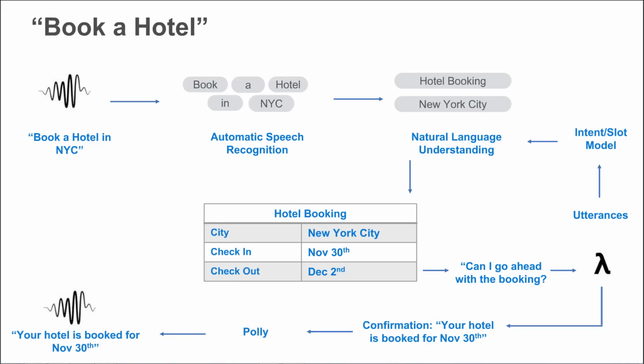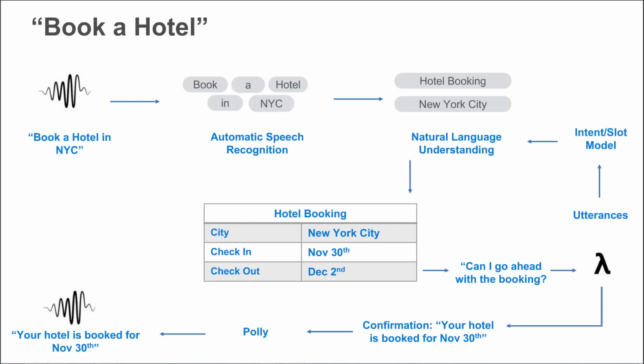This is kind of the flow of how a request comes in. So let's say your user said, book a hotel NYC. That's the audio file that comes in. Speech recognition takes that audio and converts it into text. Once you have the text, you go to the natural language understanding system, which is able to understand that the intent is to book a hotel. Hotel booking is the intent.